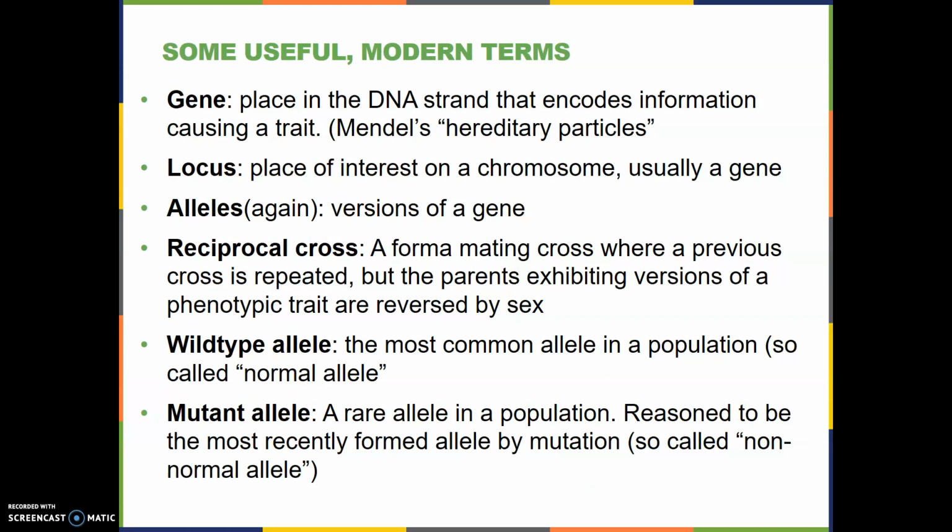More terminology. The gene is actually the piece of DNA that codes for a trait. It is the specific piece of DNA in a chromosome that codes for a trait. So it's what Mendel referred to as hereditary particles. The locus is the actual place on the chromosome where the gene is located. And alleles are versions of a gene.